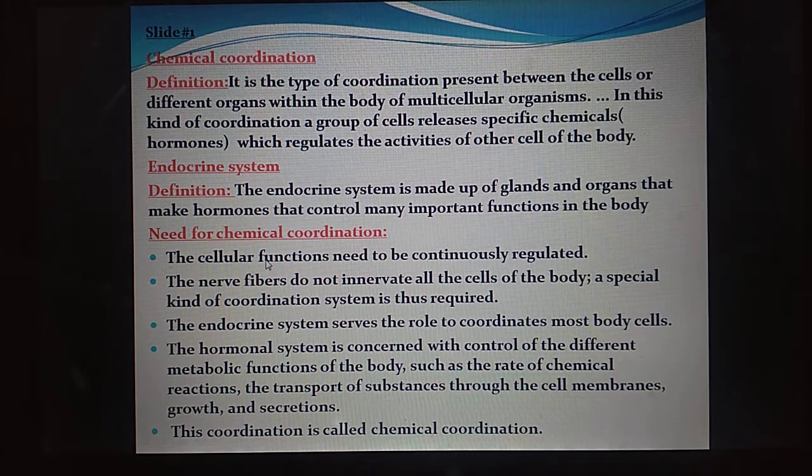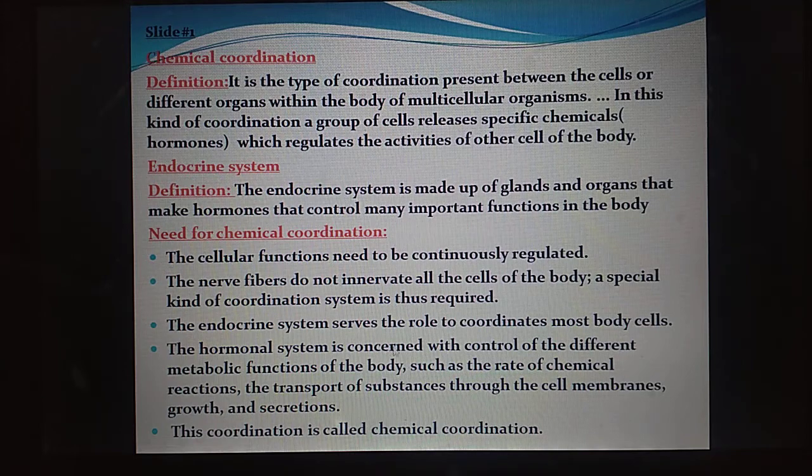Now why is there a need for chemical coordination? The cellular function needs to be continuously regulated. That's why we need chemical coordination. Besides this, the nerve fibers do not innervate, reach or penetrate all the cells of the body, so a special kind of coordination system is thus required. The endocrine system itself has the role to coordinate or integrate most of the body cells.